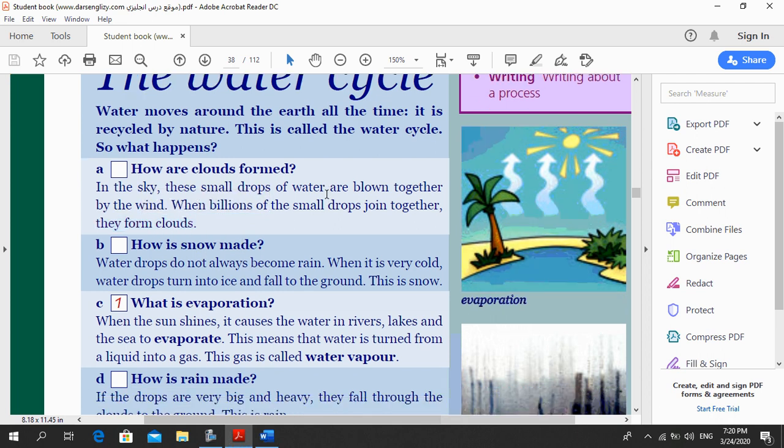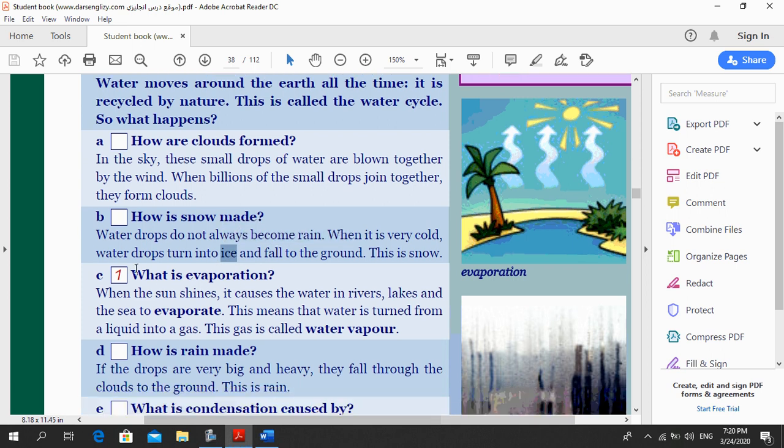And these drops are joined by wind. Okay, what about snow? How is snow made? Water drops don't always become rain. If it's very cold, it will turn into ice and fall to the ground. This is snow.